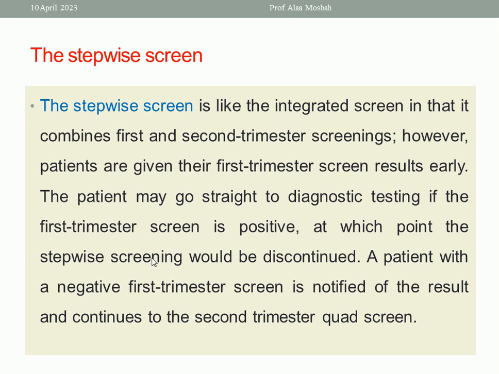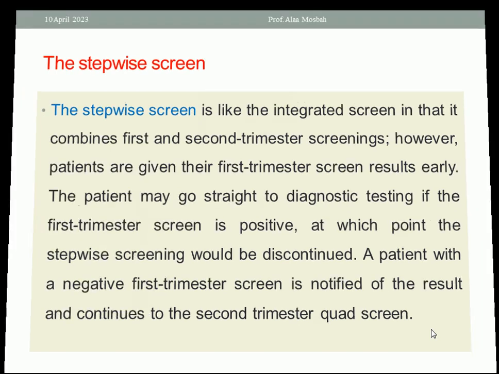The patient may go straight to a diagnostic test if the first trimester screen is positive, at which point the stepwise screen would be discontinued. A patient with a negative first trimester screen is notified of the result and continues to the second trimester quad screen.